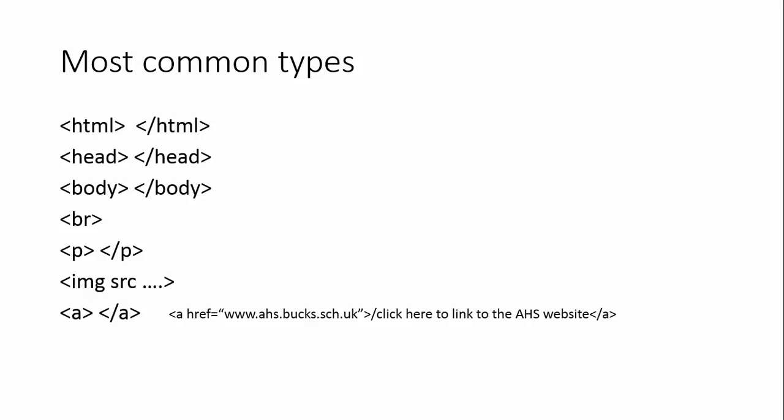When you click on it, it takes you somewhere else. Here, for example, we have the attribute href, hypertext reference, equals the web page to go to, and then inside here just a slash, click here to link to the AHS website, and then there's our end attribute. So that was how you would quite often see the attribute.